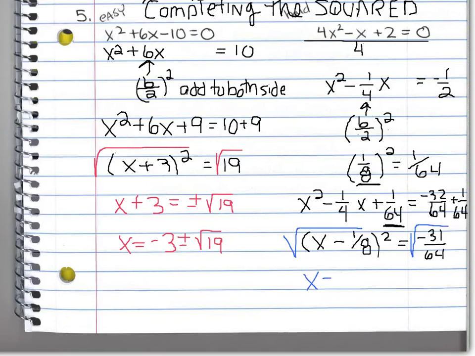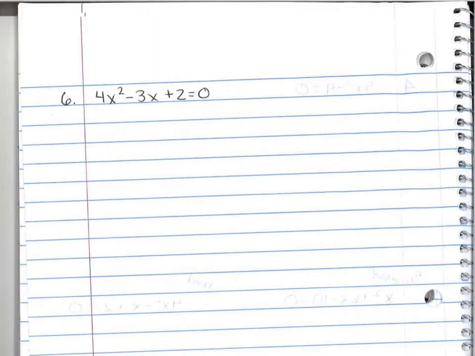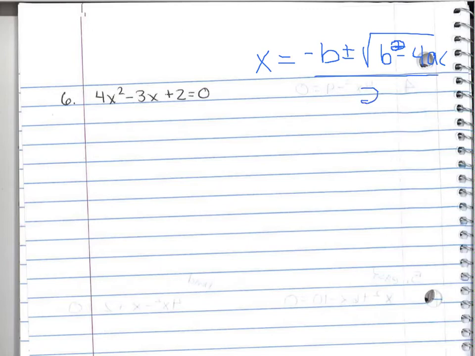So x is equal to 1/8 plus or minus i square root 31 over 8. Yuck. If it's that hard to complete the square, you might as well use the quadratic formula and save yourself some time and effort. So the quadratic formula is x equals negative b plus or minus the square root of b squared minus 4ac, all over 2a.